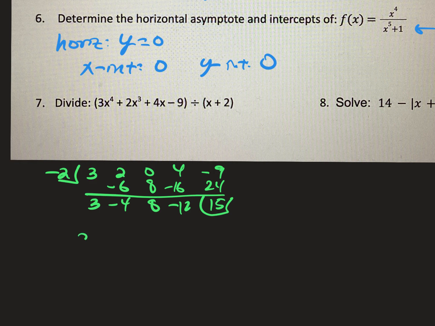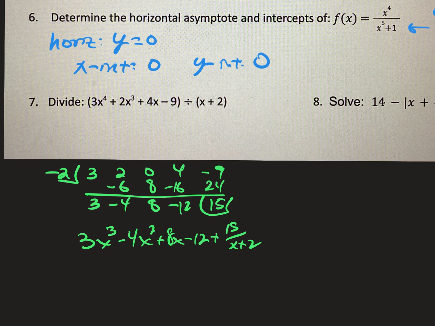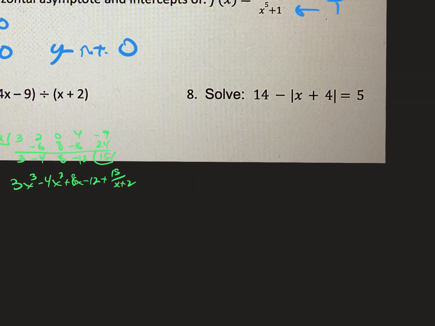That's my remainder. So my quotient is going to be 3x cubed minus 4x squared plus 8x minus 12. And don't forget that 15 goes back over the x plus 2. That's good.